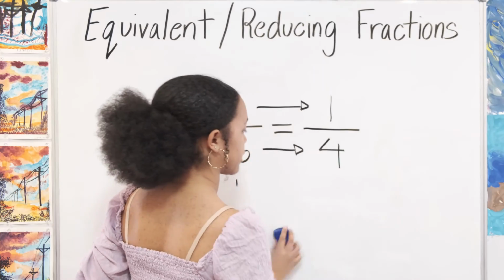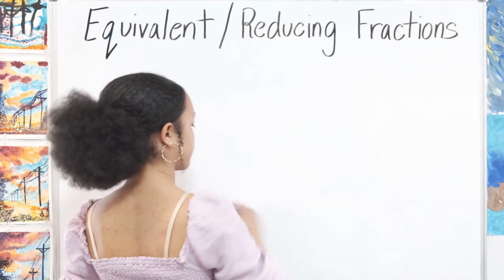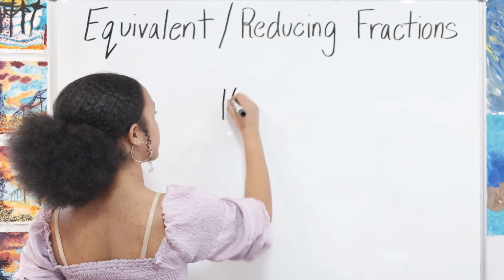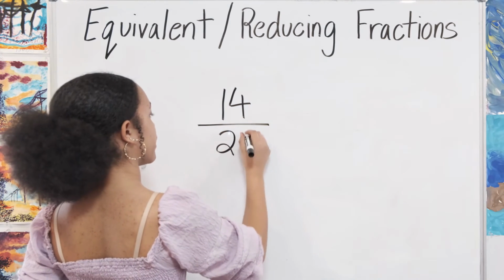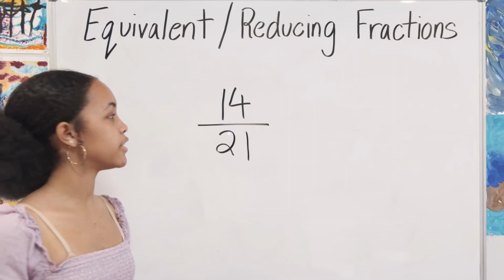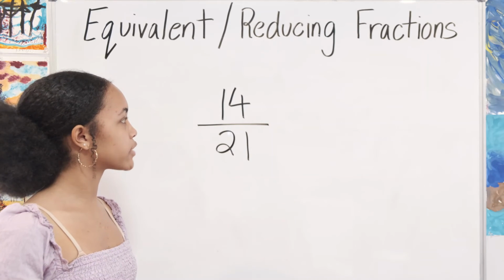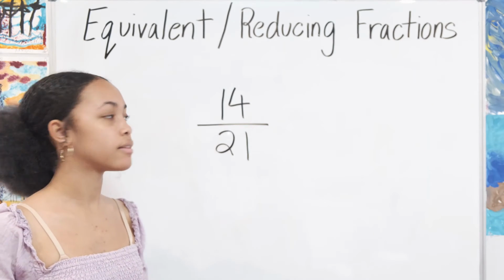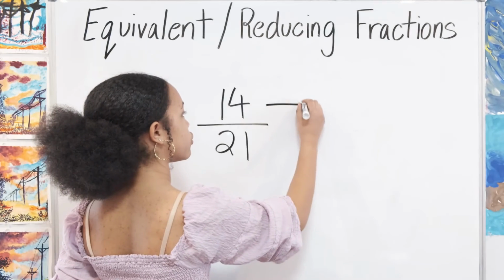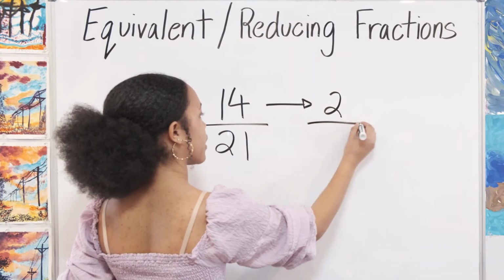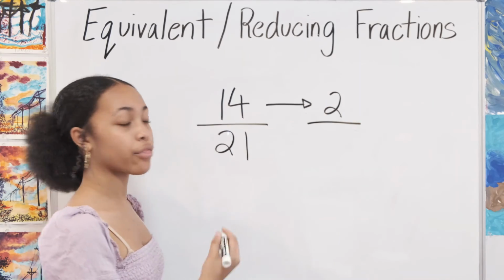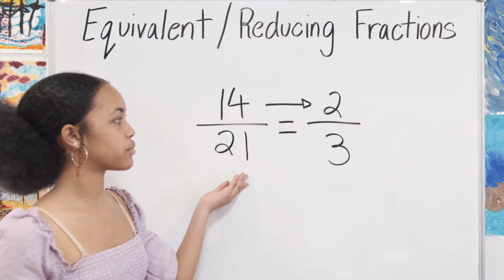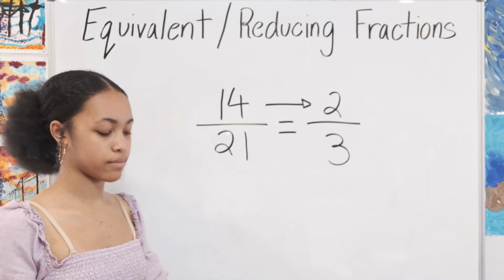Let's try one more example. We have the fraction of 14/21. Again, we find the GCF. The greatest common factor, or the greatest number that can fit into both 14 and 21 is 7. 7 goes into 14 2 times. And 7 goes into 21 3 times. So our reduced fraction of 14/21 is 2/3.